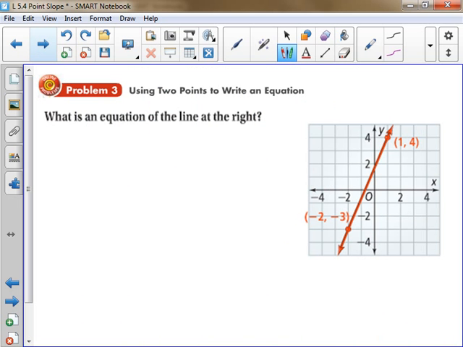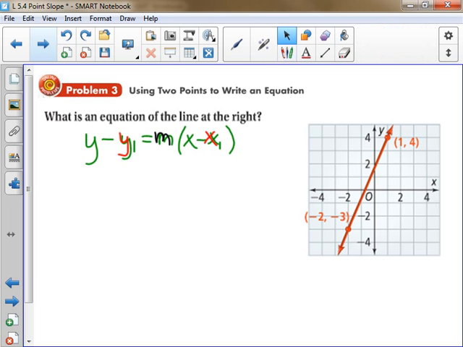Okay, in this problem it says what's the equation of the line at the right? So now we're going to kind of go backwards. I'm going to give you the graph. You have to figure out what the equation looks like. Well, since we're talking about point slope lines, we're going to give an equation in this form. So all I really need to figure out from the graph is what's the slope and what is the coordinate of one point.